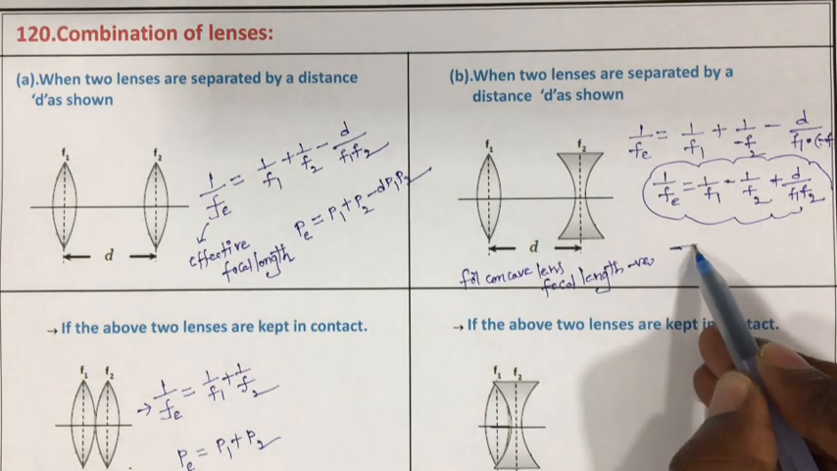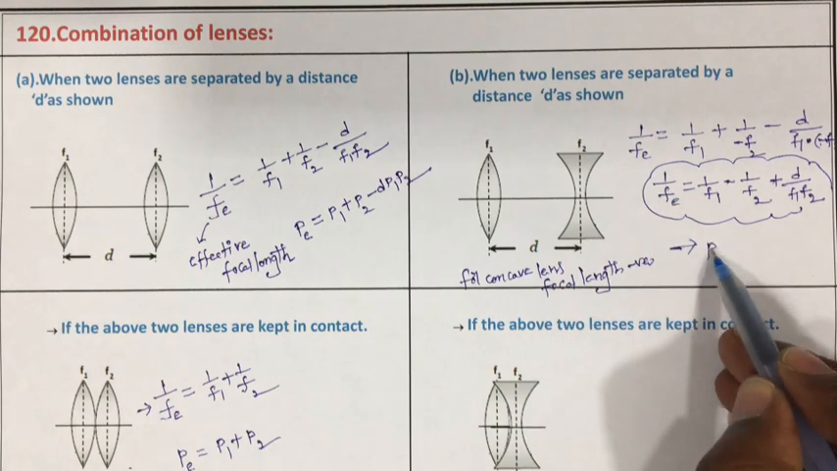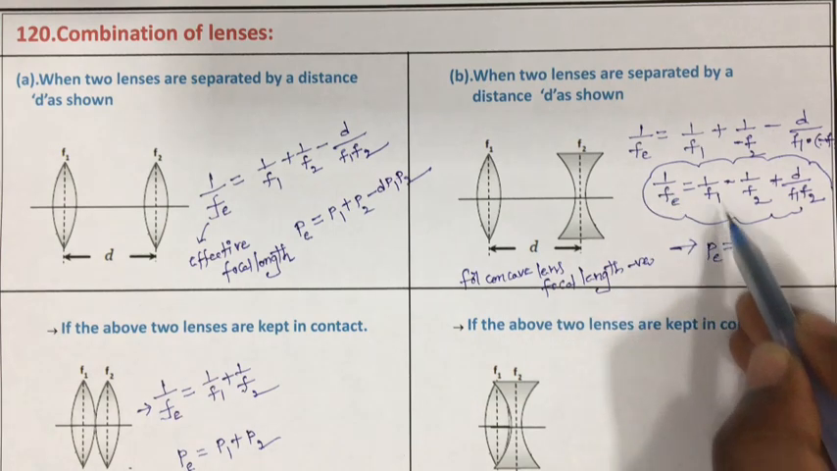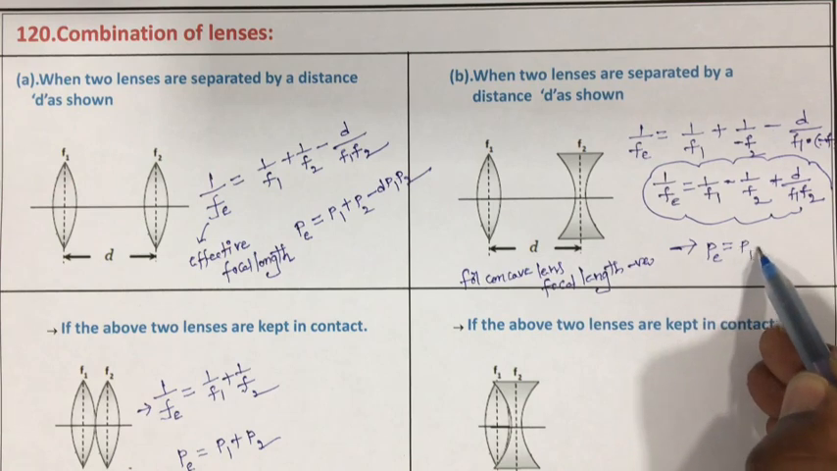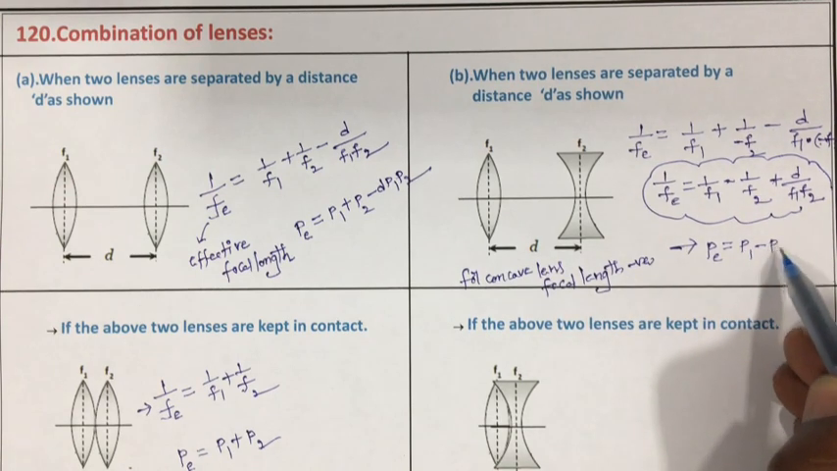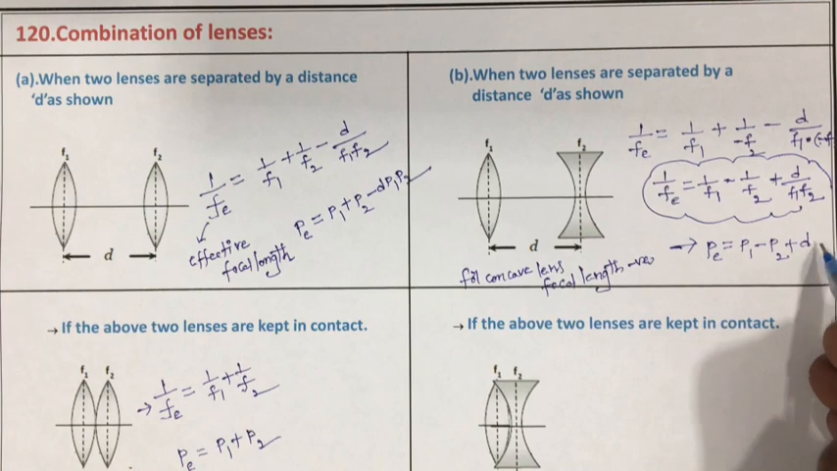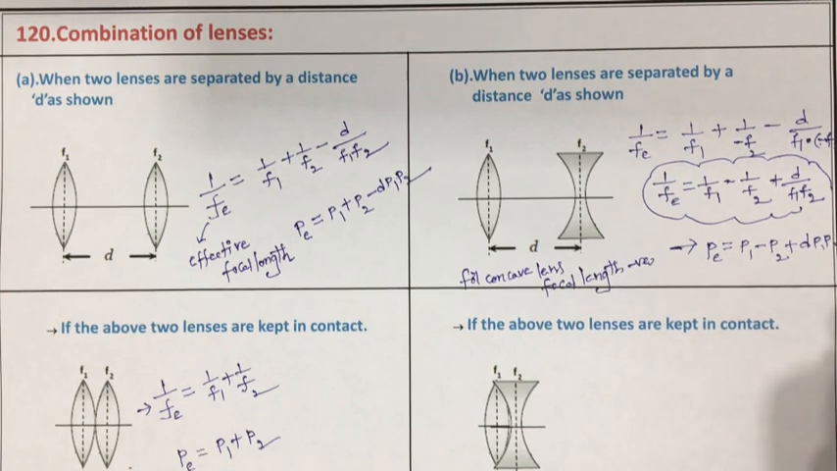What is the effective power? Effective power is equal to 1 upon f1 p1 minus 1 upon f2 p2 plus d p1 p2. So this is the effective power.